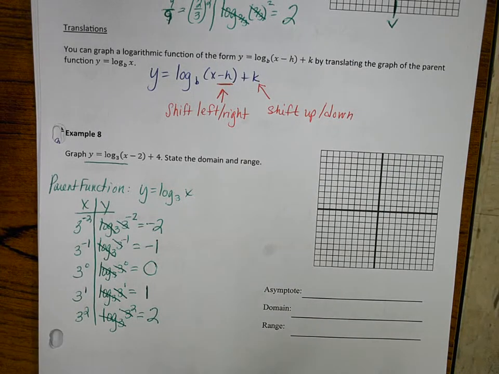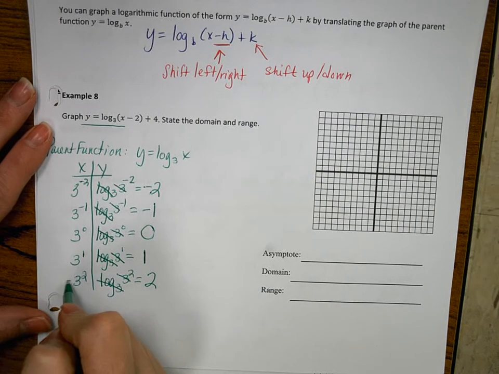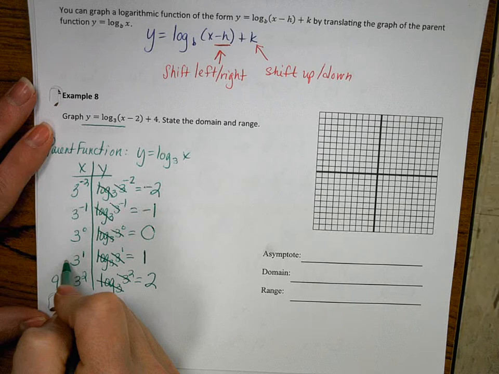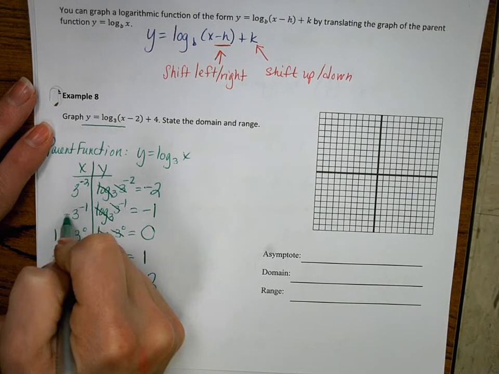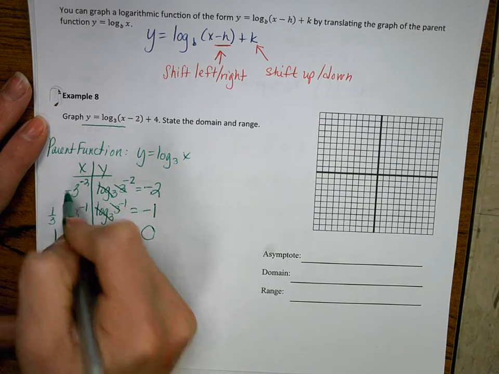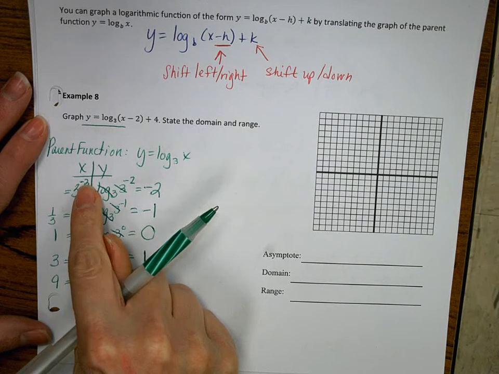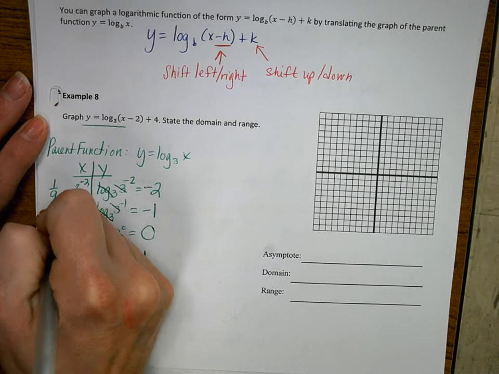Always need to go back and find out what my x values are. I like to start at the bottom because they're nicest. So 3 squared is 9, 3 to the first is 3, anything to the 0 is 1, 3 to the -1 is 1/3, and 3 to the -2, a negative exponent, is 1/3 squared, a third times a third, which is a ninth.